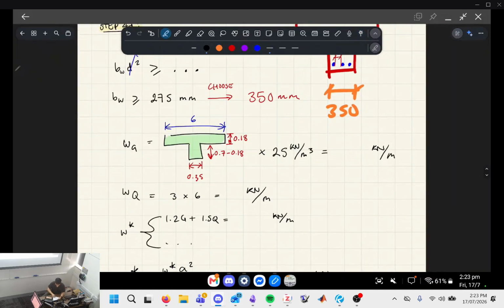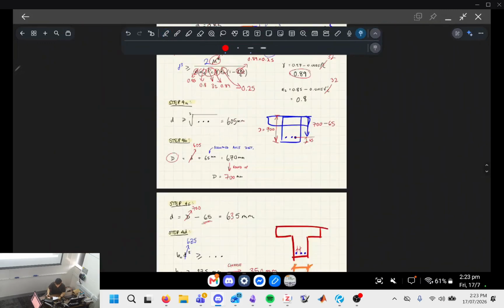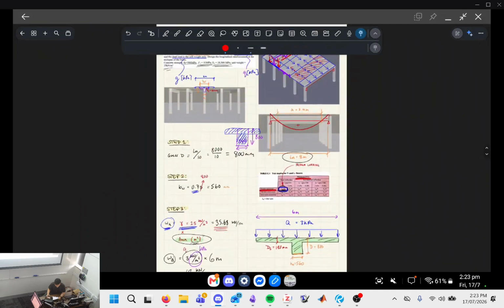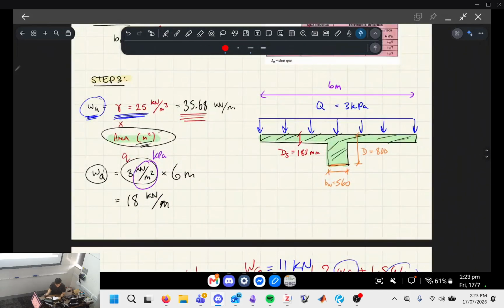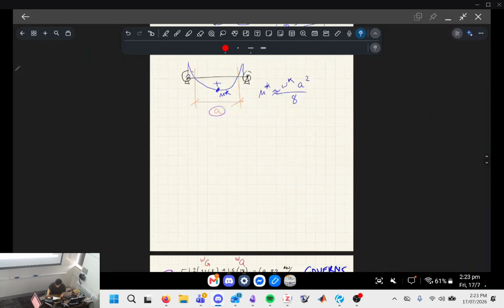So now we have to recalculate the dead load. The reason is that when we were calculating the dead load earlier, we didn't actually know everything about this beam. We've now changed what D is, and we've changed what the web width is. So we have to recalculate the self-weight because these dimensions of the beam have changed.